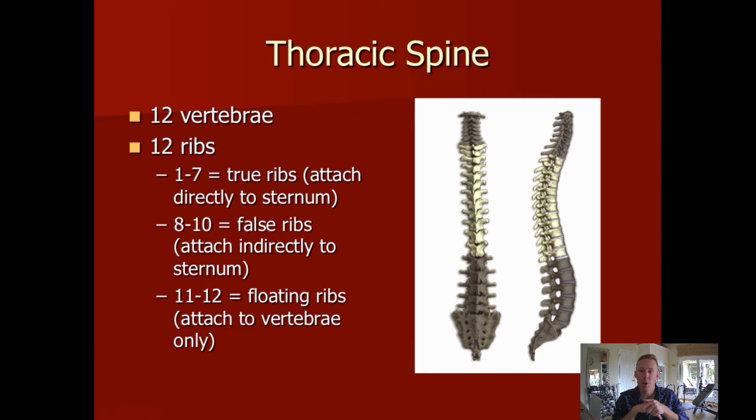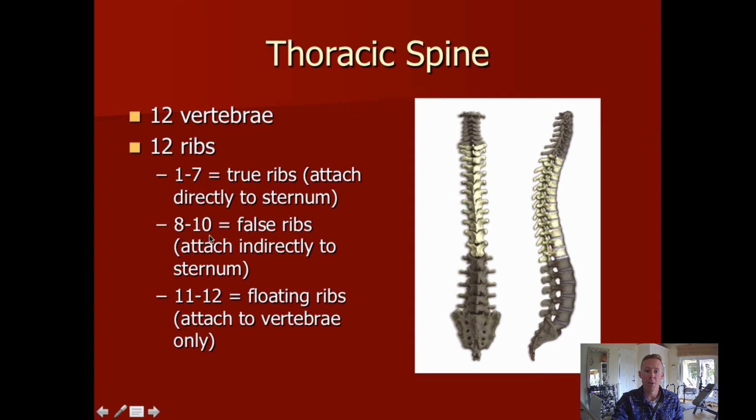Thoracic spine is working our way up. The next 12 vertebrae where our ribs are going to connect. We're going to see the ribs come in now. So we've got 12 vertebrae in the thoracic spine and 12 ribs. And the ribs are broken down into categories based on their anatomical attachments. So ribs 1 through 7 are considered our true ribs because they attach directly to the sternum on the front side of your body. They have direct attachments into the sternum.